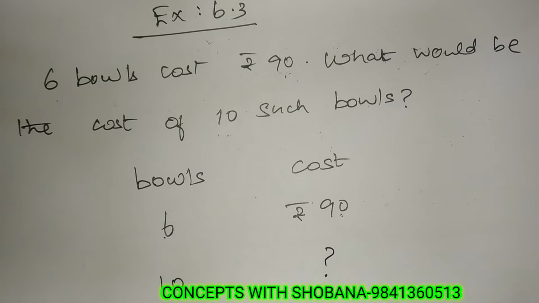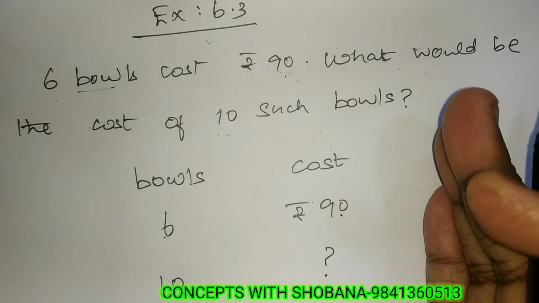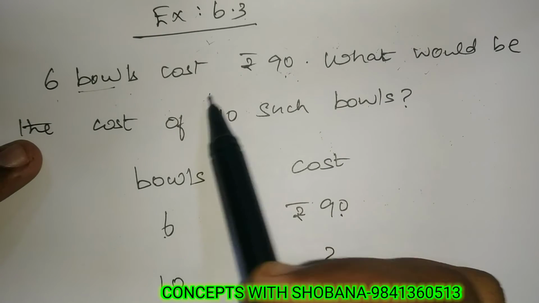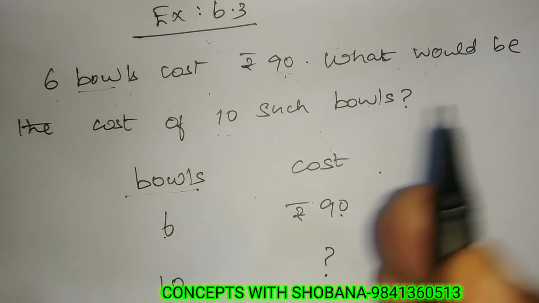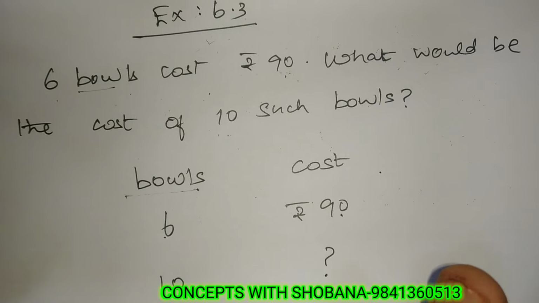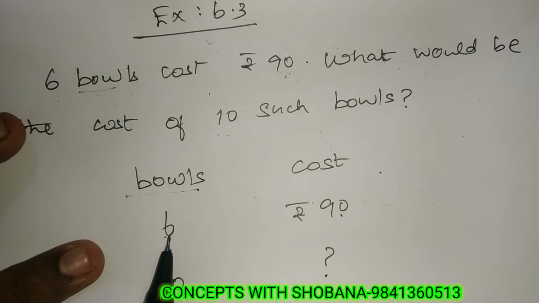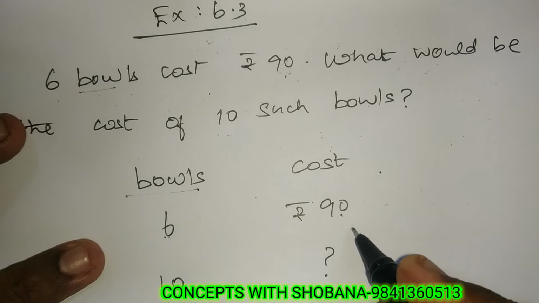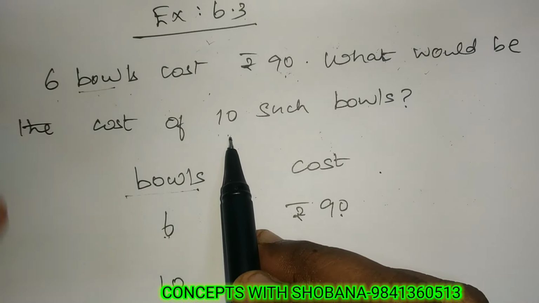So for this we can put a question mark. You can remember this easily. There are not many steps. Whatever is given, just keep writing it and we will divide it into two columns. Bowls and cost are given. So first bowls we will write in one column and cost in another. We should write only what we are comparing. Now we are comparing bowls and cost. So 6 bowls. We don't know the cost of one bowl, but we know the total cost of 6 bowls is 90. So we need to find the cost of 10 bowls.